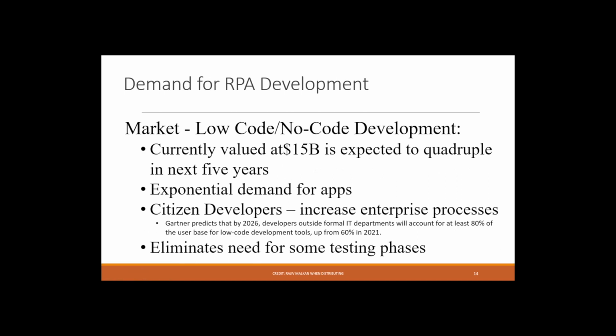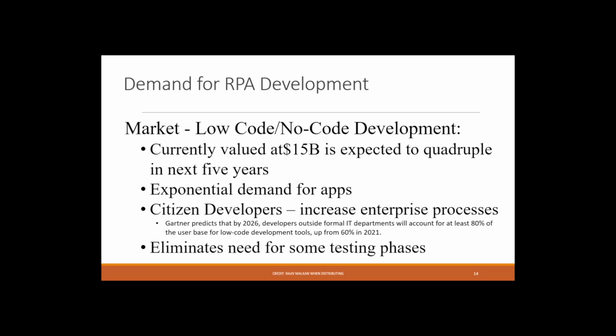All right. So what is low code, no code, and why is it booming right now? Okay. According to Gartner and Forrester, it's a $15 billion industry right now, and it's going to quadruple in the next 5 years. There is an exponential demand for apps to be built. If you just look at the Google marketplace, there are 4 million apps out there. You may not be able to see everything, but there are a lot of corporate apps also, and it's growing constantly.